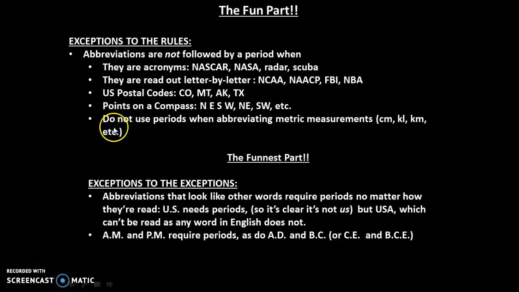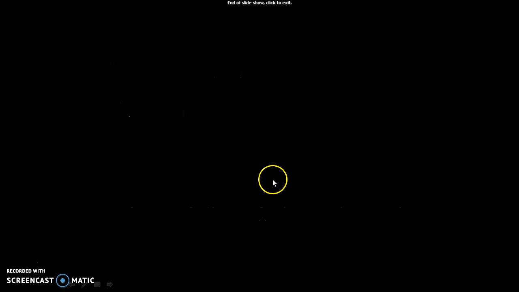Also, even though our measurement units, feet, inches, etc., use periods with their abbreviations, metric measurements are not abbreviated with a period. No periods needed. Now, there are exceptions to the exceptions.